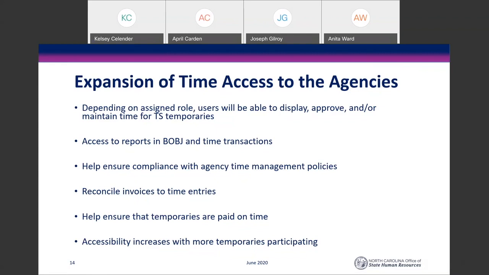The accessibility of this information in Beacon on these reports and on these time transactions is going to increase with the amount of temporaries that are participating in direct entry. So this goes back to the collaboration comment I made earlier. We want to enable temporaries to key into ESS. We want to enable all of you to be able to review and approve that time in Beacon. And so the more participation we have in that, the better the data is going to be for you to run those FFCRA and CDE reports, or to determine your compliance with timekeeping policies. So we really ask for your help in getting this information out there.